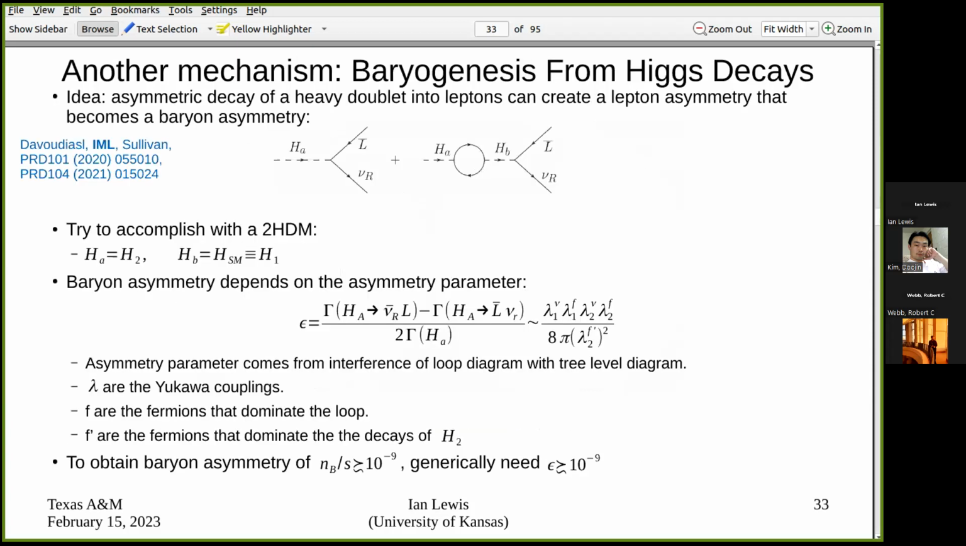What I want to talk about is something we proposed a while ago. It doesn't feel like a while ago. It's in the middle of COVID. I haven't really been good at talking about this. So it's baryogenesis from Higgs decay.